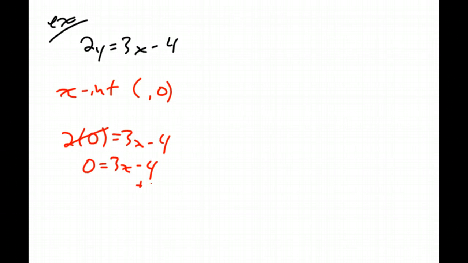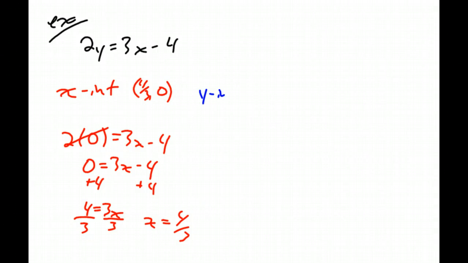So now I need to solve for x. So add 4 to both sides so that you have 4 equals 3x. And then if you divide by 3 and 3, x equals 4/3. So I have the point 4/3, 0. And then find your y-intercept.